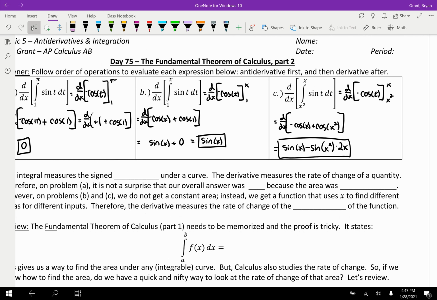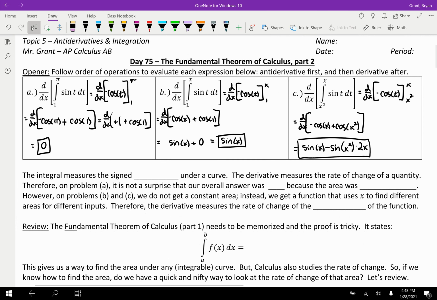Okay, so what are we doing for today? Well, honestly, we already did it. We're really just going to learn a shortcut for what we did and then maybe gain a better understanding of what we just did in context of derivatives and integrals. So just a quick nice review.